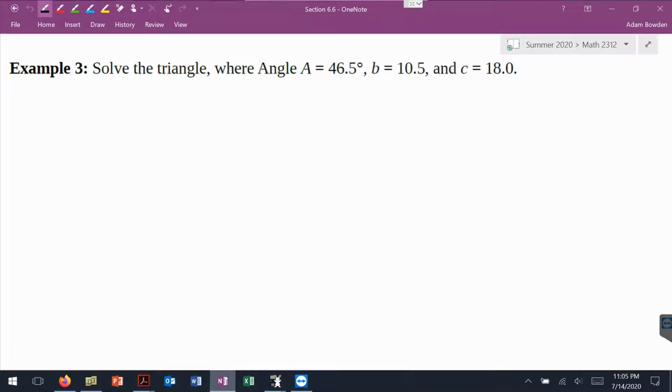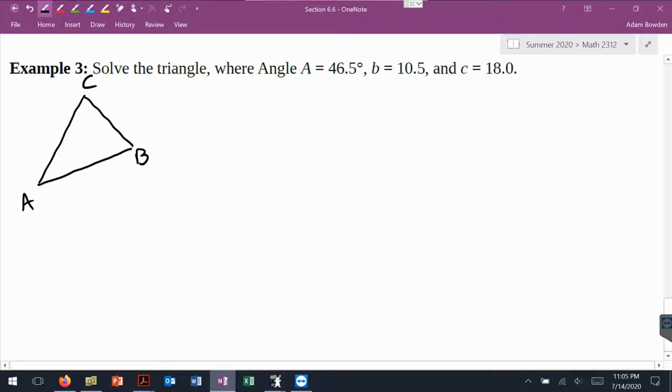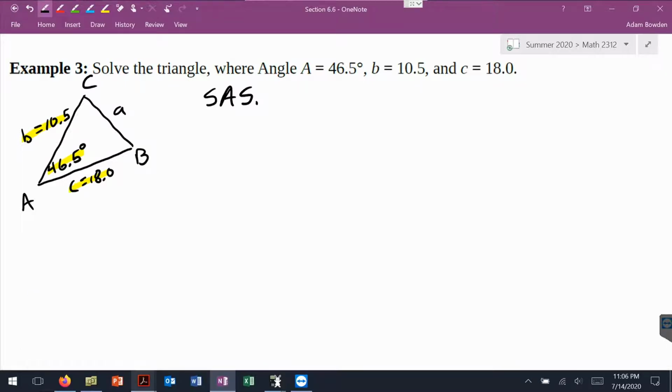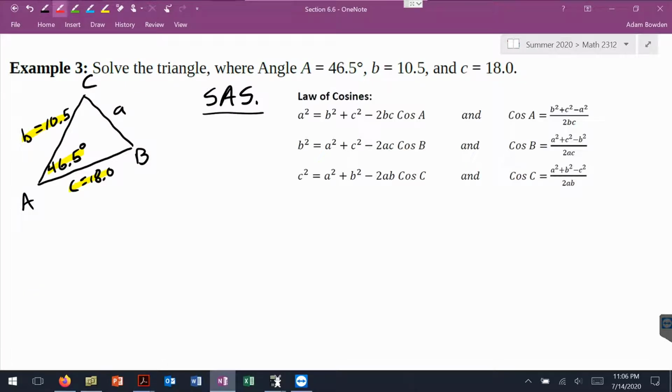Now for this one example here, we got angle A, side B, and side C. So let's set out here what we're dealing with. Triangle ABC, angle A 46.5 degrees, B is 10.5, C is equal to 18.0. And so we don't know side A. So what we got here is a side, angle, side triangle yet again. And so what we can do is use law of cosines. Okay, and we'll need to solve for an angle, and it looks like we need to also solve for one of the sides as well.